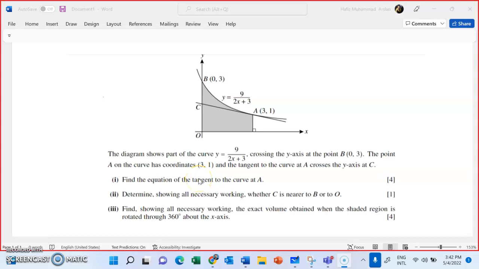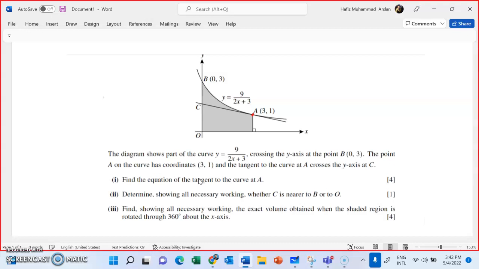Question number 9, paper 12. So what it says, the diagram shows part of the curve y is equal to 9 over 2x plus 3 crossing the y-axis at point B (0, 3). The point A on the curve has coordinates (3, 1) and the tangent to the curve at A crosses the y-axis at C. Find the equation of the tangent to the curve at A.